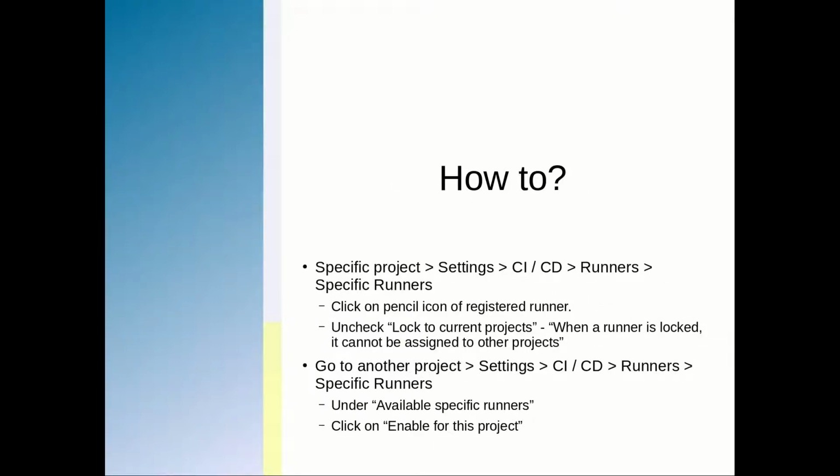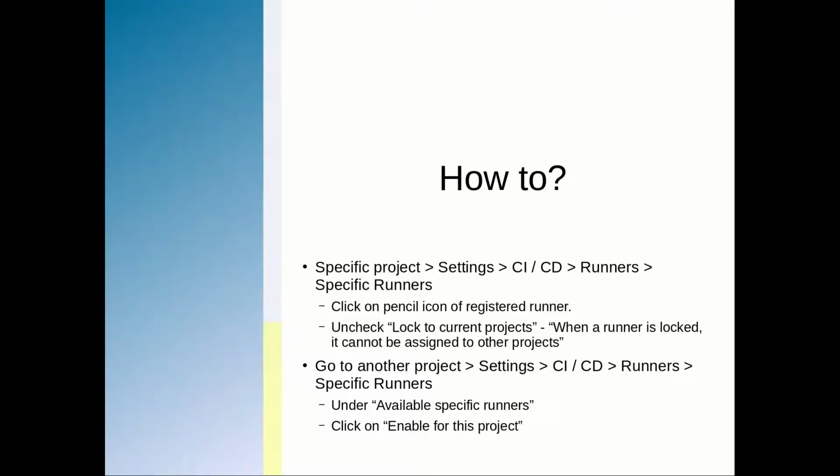Now how to create a group runner? First of all, you need to create a specific runner, install it on a particular machine, register it, and then you can convert that specific runner to a group runner. If you want to know how to install and register a specific runner, I have already made a video on this. I have provided the link in the description box. Go through it and you will have an idea of how to create and register a specific runner. Once you install a specific runner, come back to this video and proceed further.